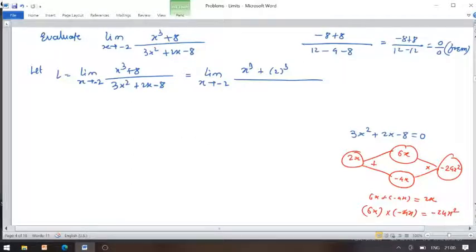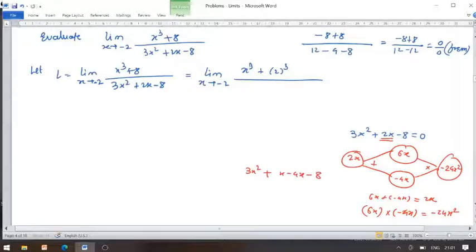So we might get now the factors, or we have to split now the middle term as the sum of 6x and minus 4x. So we might have here thrice x square plus 6x minus 4x and minus 8 over here. That is equals to 0.